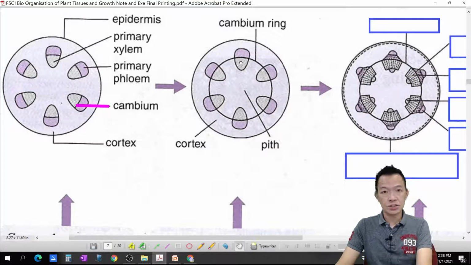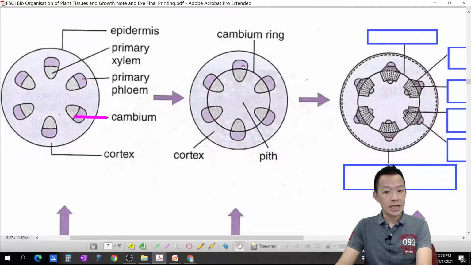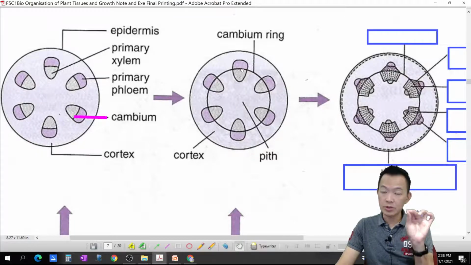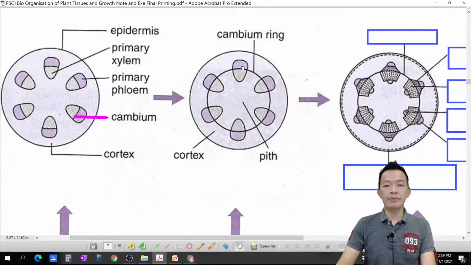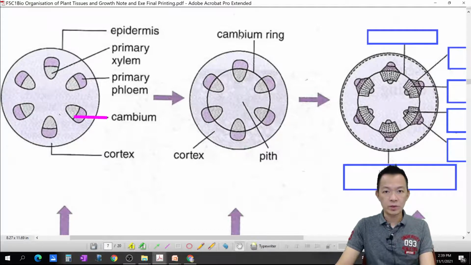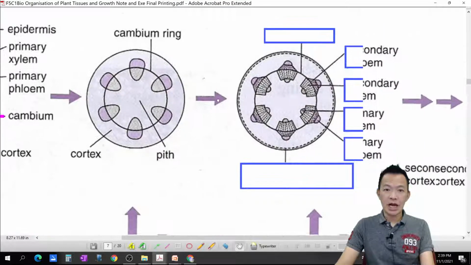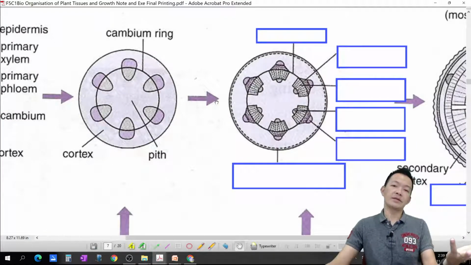Secondary xylem, 第二次的. Primary 的叫 primary xylem, but after the cambium ring is formed, the cambium ring is going to divide to produce secondary xylem. It produces a new layer of secondary xylem. And outside it is going to produce secondary phloem. So secondary xylem is going to push inward, 推进去, towards the pith, 推进去中间. But secondary phloem is going to push outwards, 推出外面, towards what? Towards the epidermis. 推出外面就叫 epidermis.